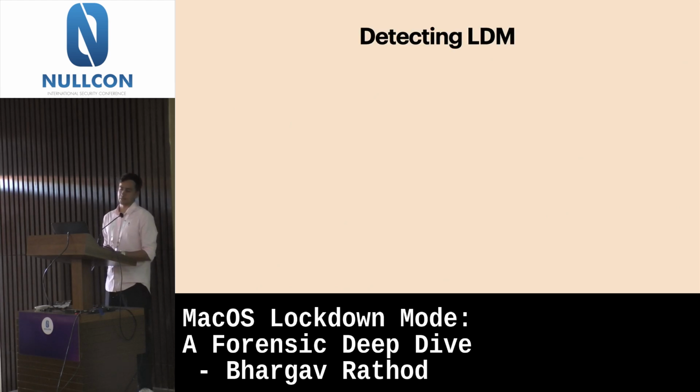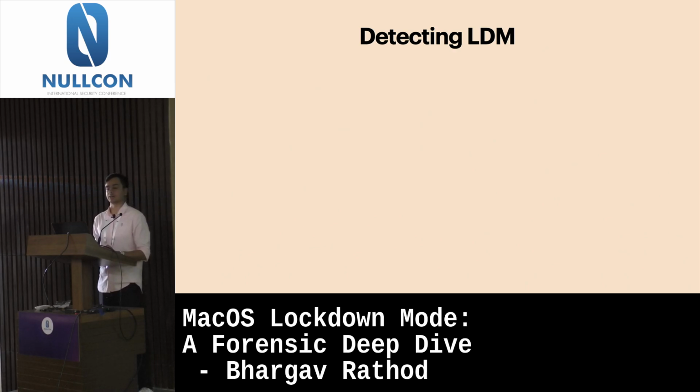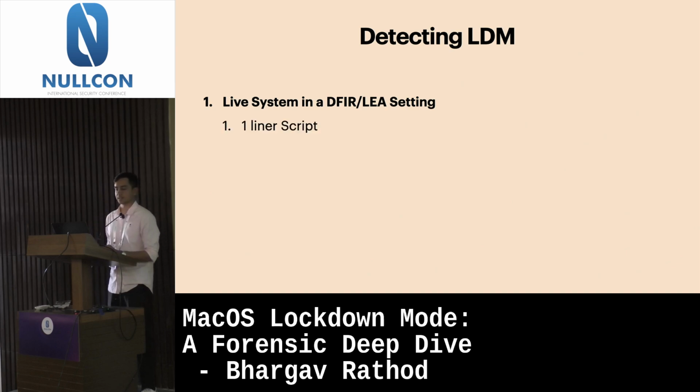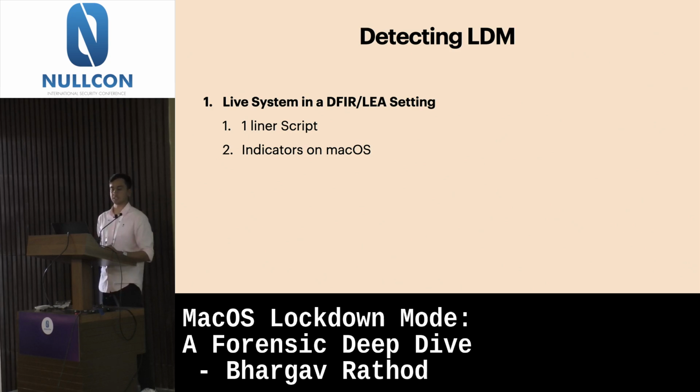So I dug around a bit and found some ways to detect whether lockdown mode is enabled or not. The first is how to detect it on a live system. This is more relevant for DFIR and law enforcement settings. There is this one-liner script. I didn't write it, of course. I just found it in a blog, written by someone else, but it does the job. Then there are specific indicators on macOS which tell you that, yes, lockdown mode has been enabled.